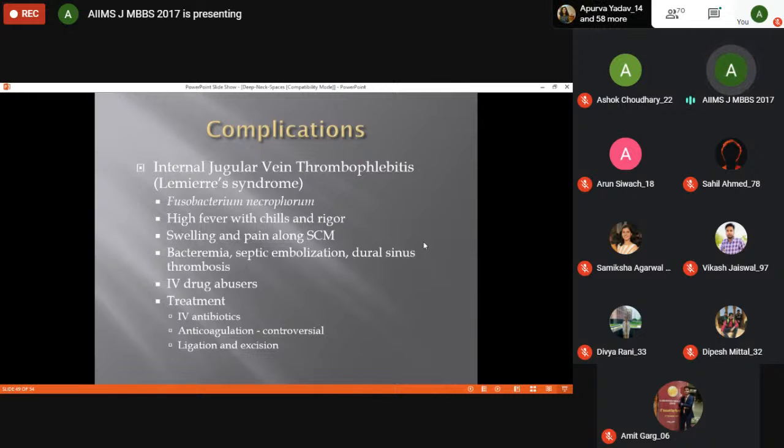The patient may present with high fever with chills and rigors, and there is swelling and pain along the sternocleidomastoid. The problem is there is a bacteremia, septic embolization, and dural sinus thrombosis. Usually it is seen in IV drug abusers because they may accidentally put the needle into the jugular vein. The treatment is by IV antibiotics. Anticoagulation is controversial. We prefer it, but some say it isn't required. We need to expose the vein, ligate it, and excise the thrombus. That is the treatment of choice.